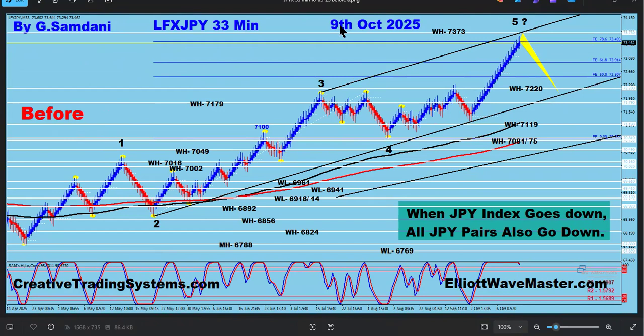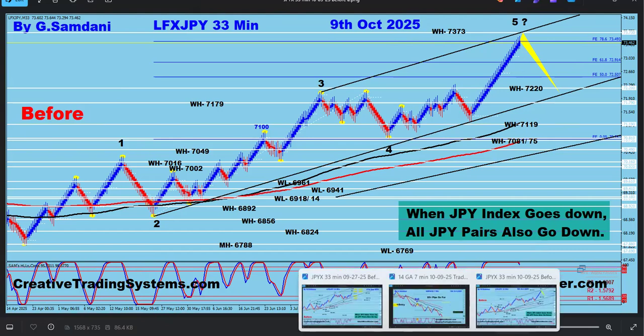This is the chart I made on the 9th October. What will happen if the yen index goes down? All yen pairs flip to the downside. They will go down. This is on the 9th, and this chart is also posted on my Telegram. So what happened to this one?